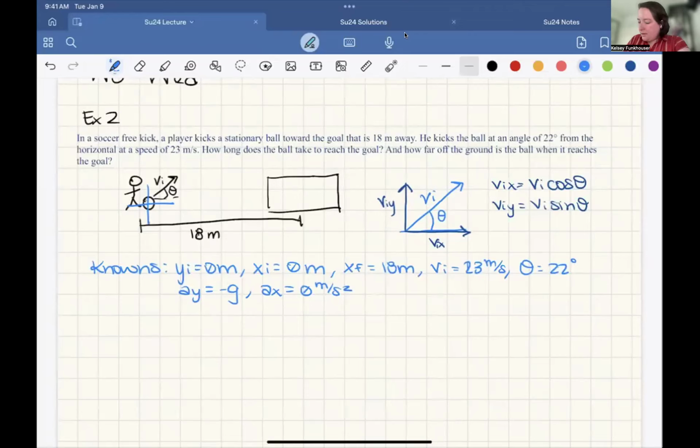Okay, now our unknowns. We don't know how long it takes to travel that 18 meters. And we also don't know what the final y value is, because this says how far off the ground the ball is when it reaches the goal. So that tells us that it's probably not on the ground.